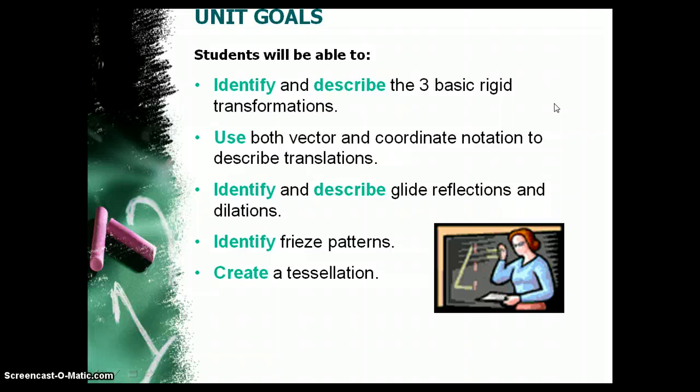We talked about 2 of those in the last screencast, reflections and rotations, and we will complete the third, translations, in this screencast. We will also take those translations and learn how to use both vector and coordinate notation to describe them. In the third and final screencast, you will learn how to identify and describe glide reflections and dilations along with frieze patterns, and I will also give you some more detailed information on your tessellation project.